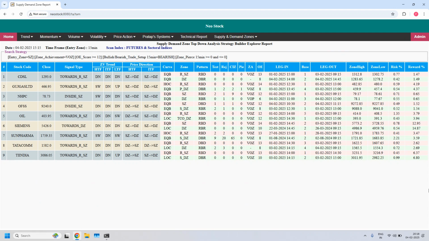We got 9 stocks. These 9 15 minutes demand zones are currently supporting bullish trade setup for daily income trade. Sorry, these are the supply zones, not demand zones. These are the bearish trade setup for daily income trade. Sorry for the mistake. Bullish trade setup we already generated. This is bearish trade setup. And all these entry time frame zones are 15 minutes supply zones.